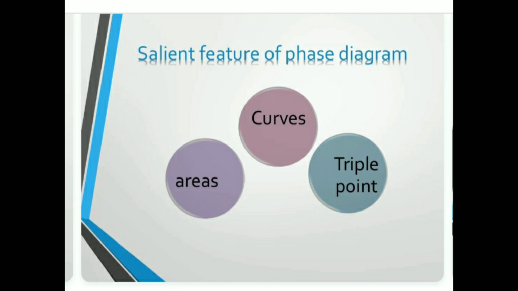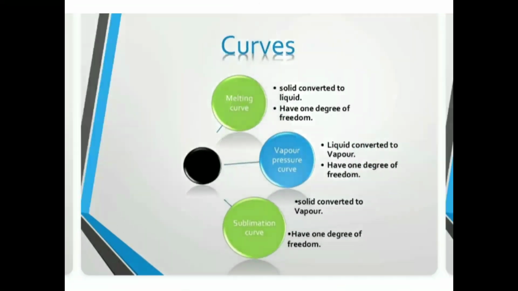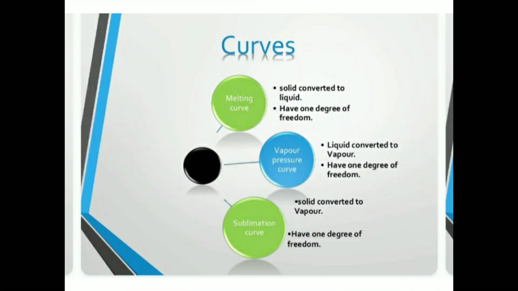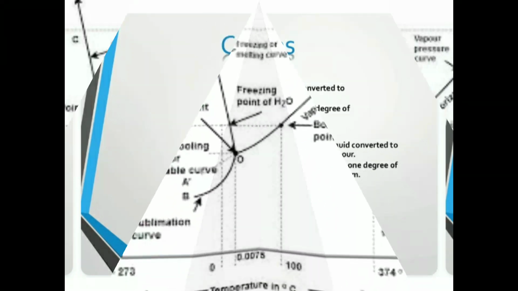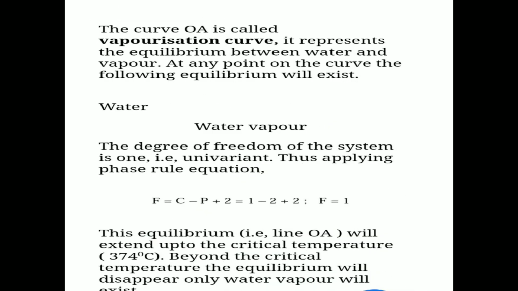Curves. First, we see about the curves. The curves are OA, OB, and OC. Here, the curves are shown in the figure. First, we see about curve OA. This is curve OA. The curve OA is called the vaporization curve.